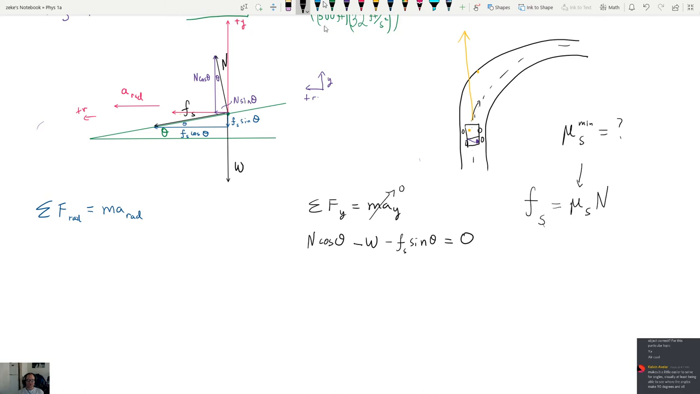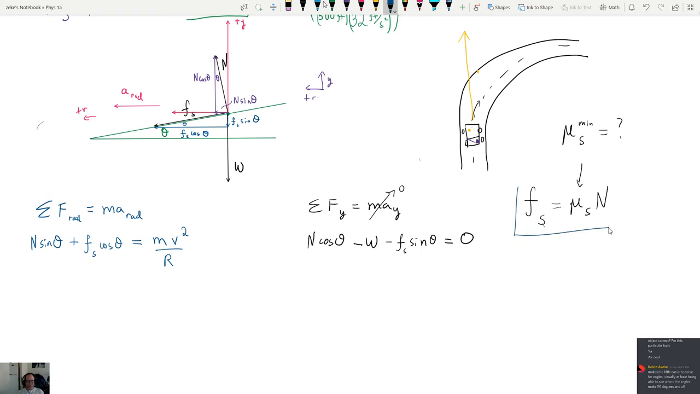Okay, what's left? Radial direction over here. In the radial direction, we've got N sine theta. That's pointing in the positive radial direction. And F_s cos theta, also pointing in the same direction. And these should all be equal to m times a radial, which is going to be equal to m times v squared divided by the radius of our path. And so I think we're good to go here.